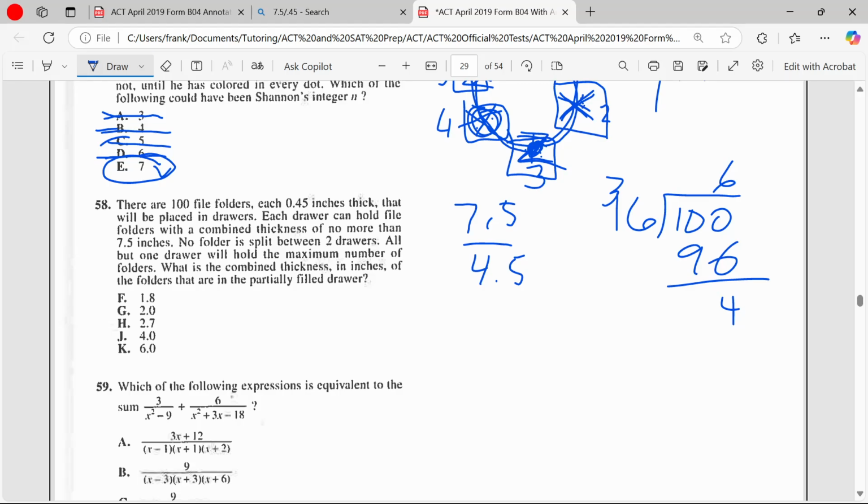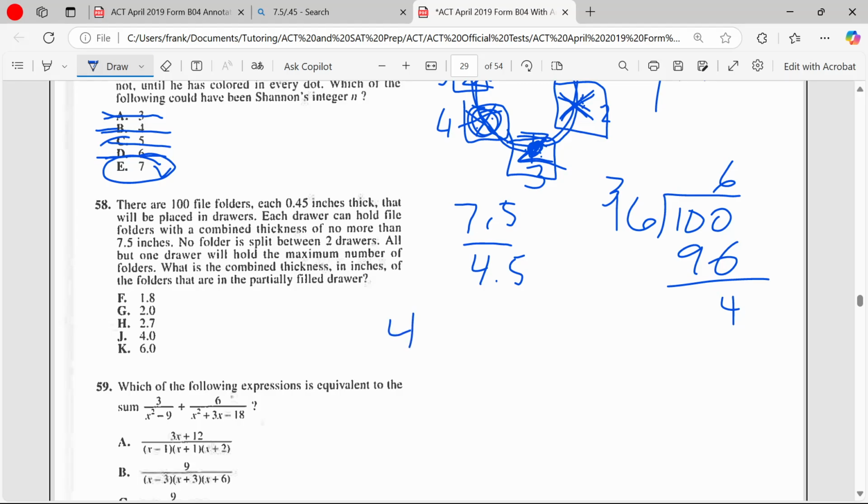The reason I couldn't use 16.67, it says no folder is split between 2 drawers. So I can only do whole numbers. That's where 16 came in. 7.5 divided by 0.45, just the whole number. 100 divided by 16 is 6. So I filled 6 drawers, and then there's 4 folders left over.